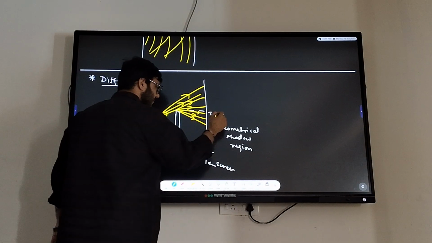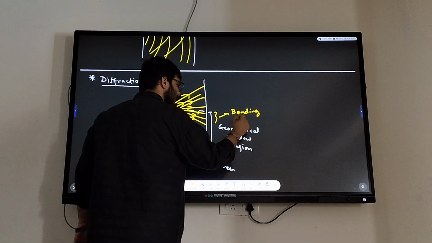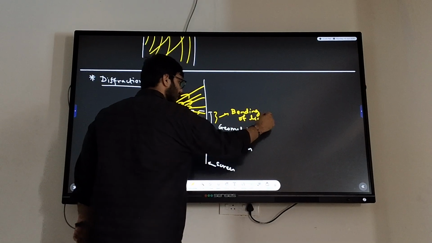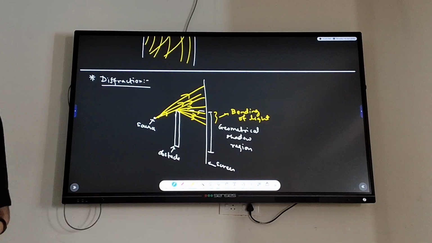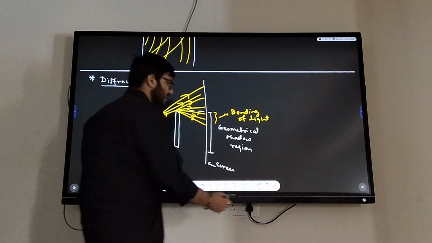This is the bending of light. Why does it occur? Why should it occur? If I take the point of view of wavefronts, then let's see whether it is natural or not that it occurs. I have the same diagram again.